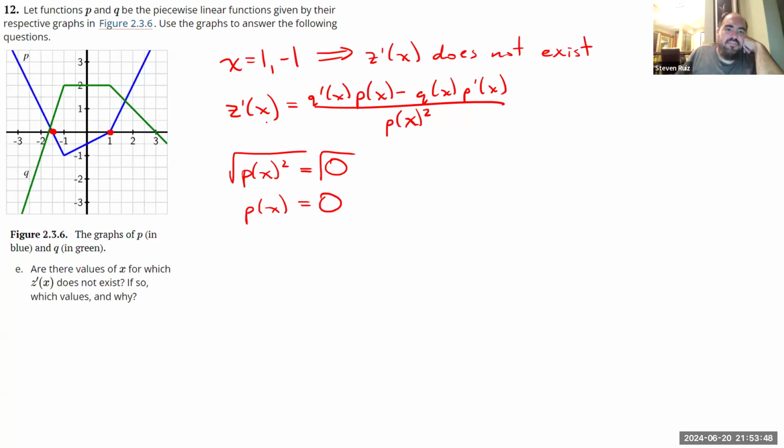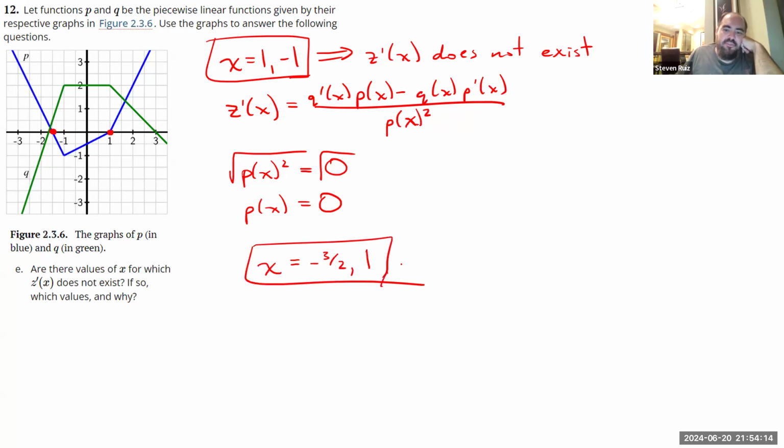So again, this derivative for z is not going to exist there because we're going to have a division by 0. So these two x values are, so we already have 1 and -1. That comes from the function not being differentiable at those points. But we also have to be worried about x equals, looks like -1.5, -3/2, or x equals 1. Because of those points, we're going to be forced to divide by 0, which is something we can't do.